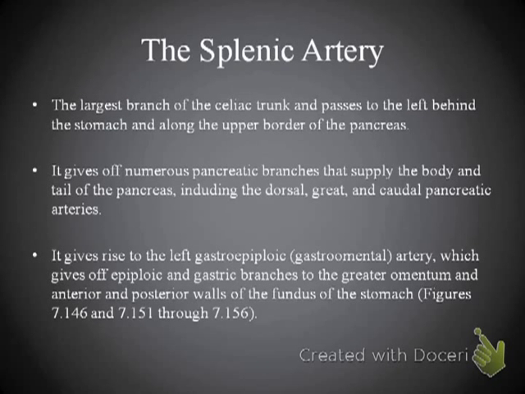So pretty much what you need to know here is that the splenic artery is going to supply the body and tail of the pancreas, including the dorsal, greater, and caudal pancreatic arteries, as well as the spleen due to its bifurcations.